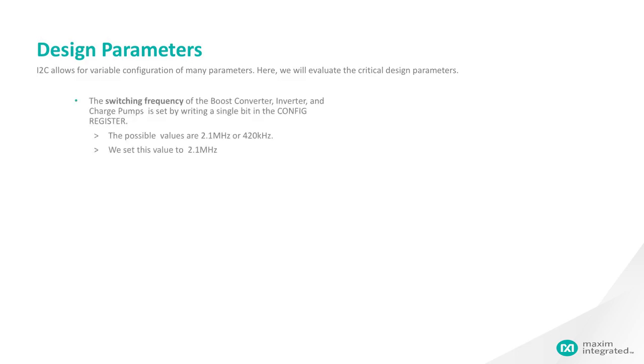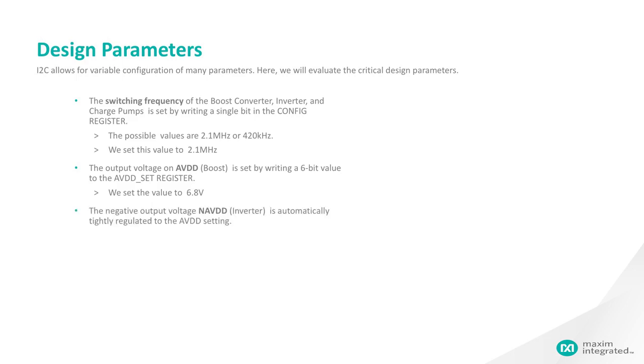The switching frequency of the boost converter, inverter, and charge pump is set by writing a single bit in the config register. The possible values are 2.1 MHz or 420 kHz. We set this value to 2.1 MHz. The output voltage on AVDD is set by writing a 6-bit value to the AVDD set register. We set the value to 6.8 volts. The negative output voltage on the NAVDD inverter is automatically regulated to the AVDD setting.